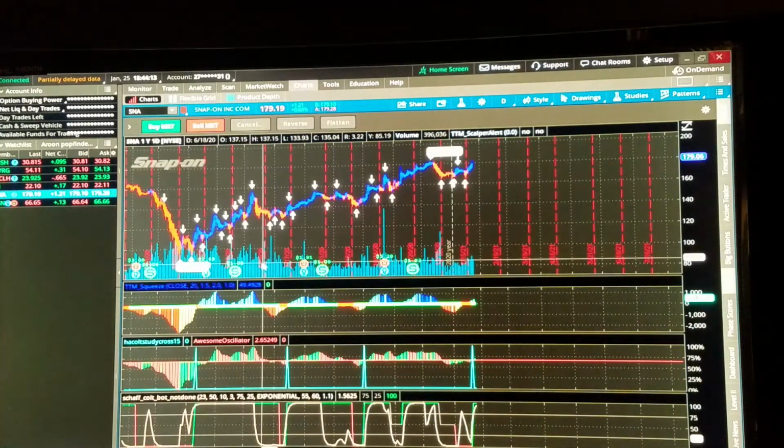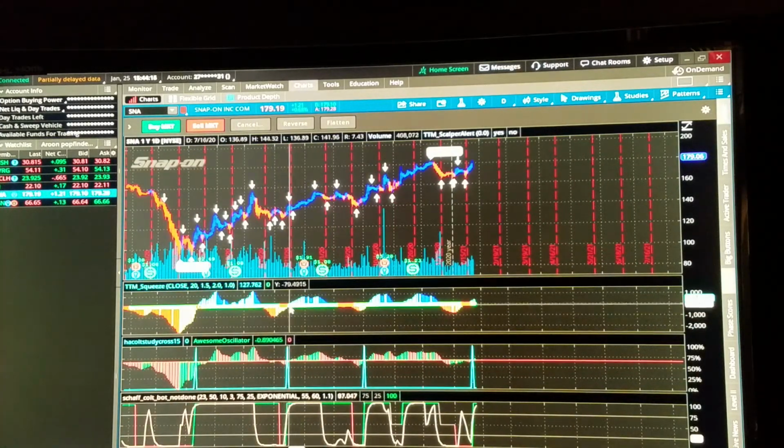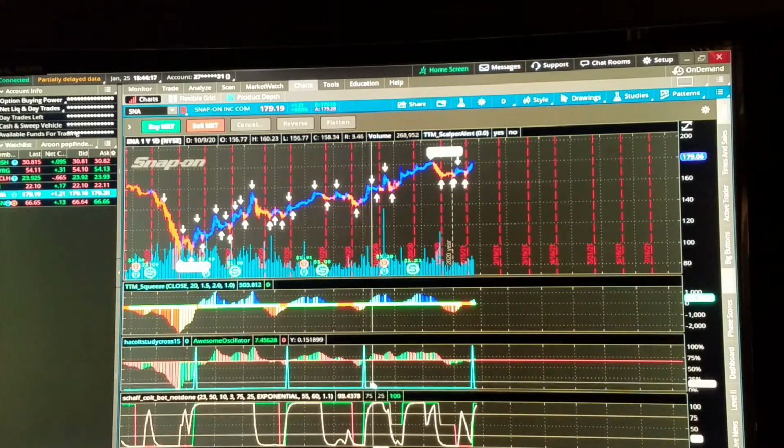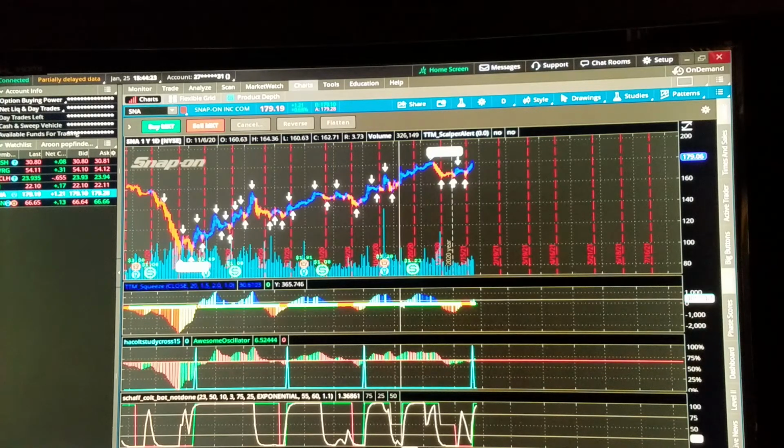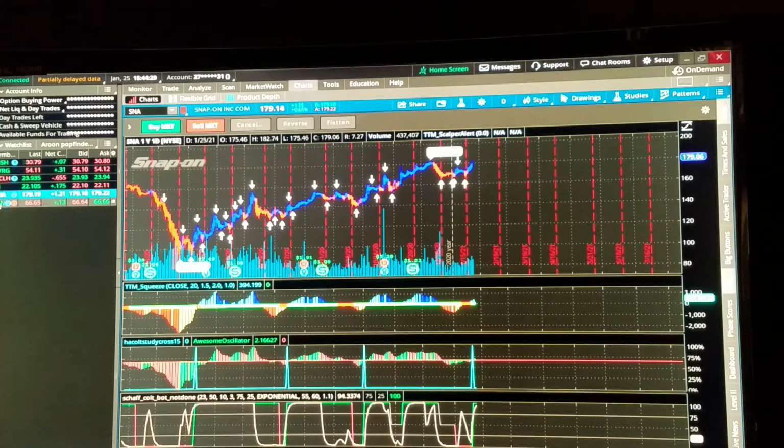And also, that's why I have the TTM squeeze up here, so it can try and help me identify the rest of the market health: overperforming, underperforming, improving. Yes, exactly.